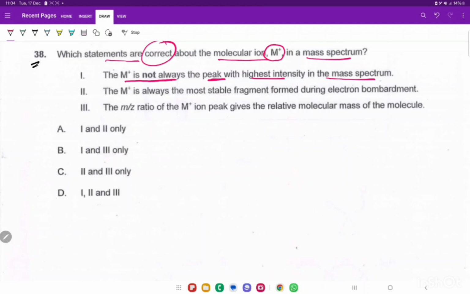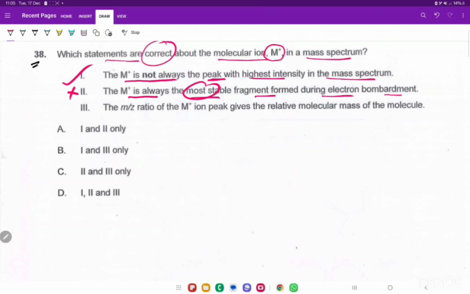We can say fragments form, so it is not always the highest. Since he is asking which is correct, and it is written not always, this point is correct. The next statement: M is always the most stable fragment formed during electron bombardment. Since M is released by loss of one electron from the neutral molecule, it is not necessary that it is the most stable. Stability depends on certain other factors also. So this is not absolutely correct.